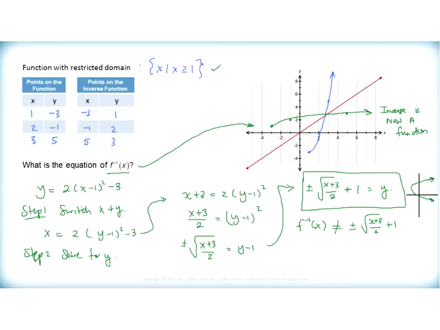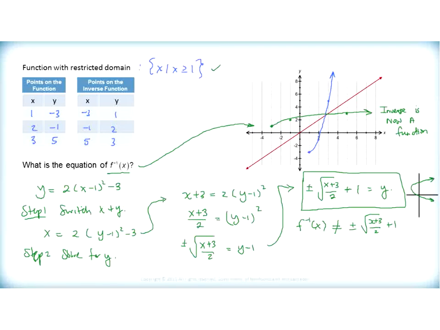The reason why I can't write that is why I got a not equal to sign. I can't write equal to here because this is not a function. So it doesn't make sense to say f to the minus 1 of x. Whenever you use this, you're saying, here's the inverse function. This is not a function. So I cannot write f to the minus 1 of x equals that.